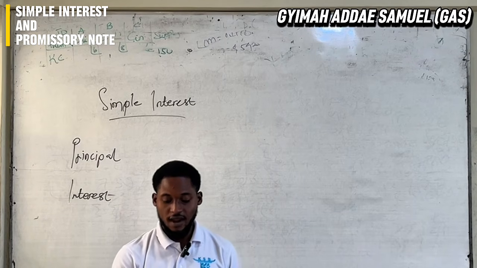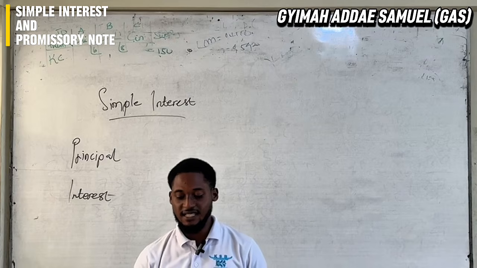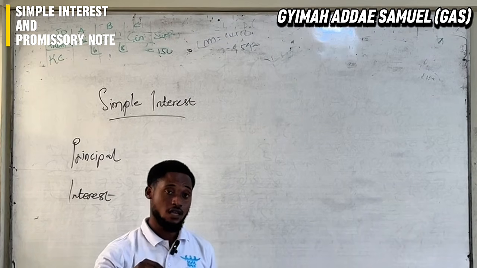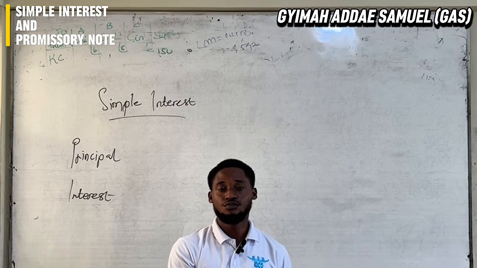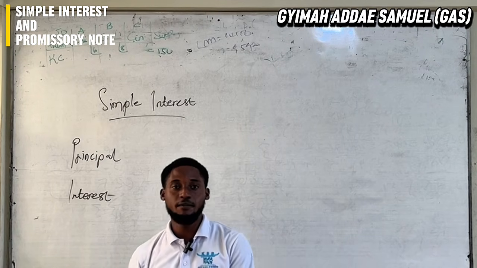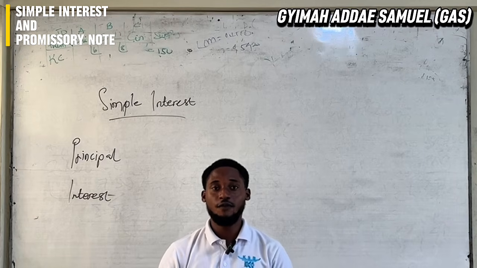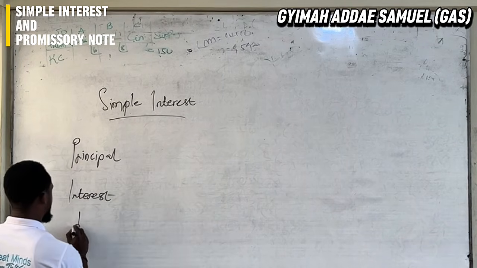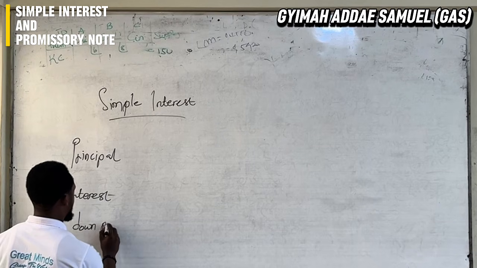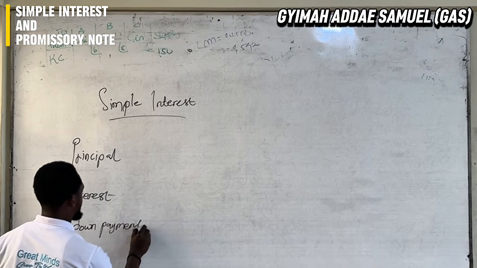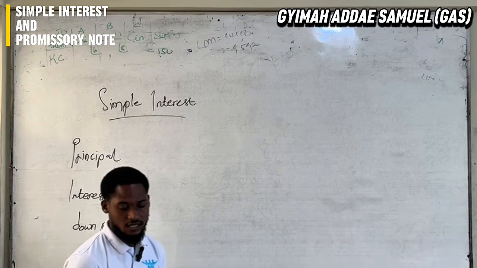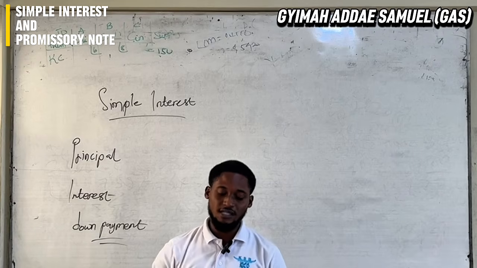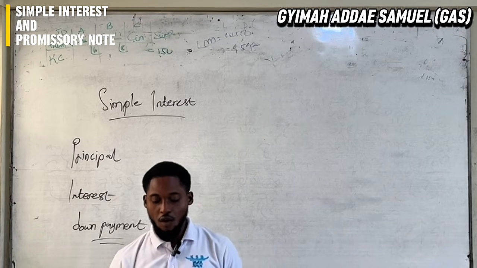When part of the price is paid at the time of purchase, that part is called the down payment. So when Amma goes to Kofi to take money on credit and she pays some part of the amount before making the whole payment, that payment is called the down payment.